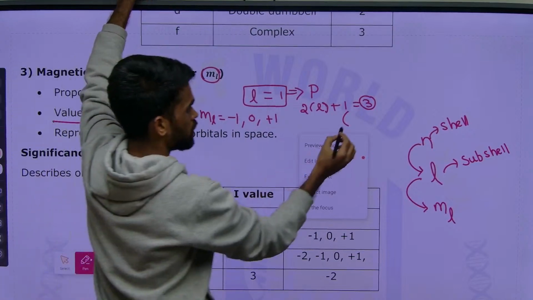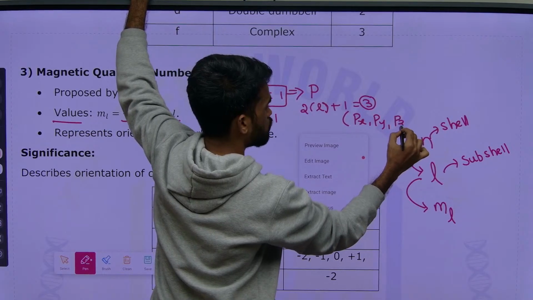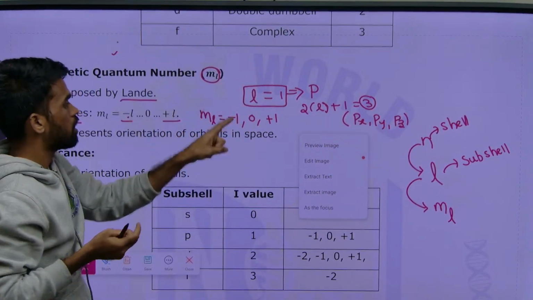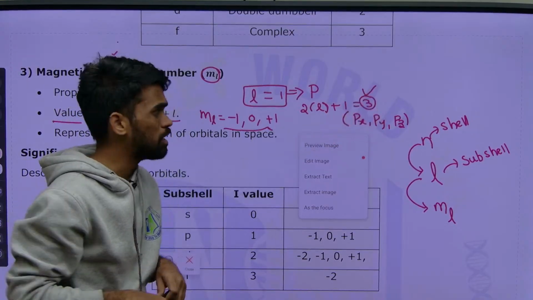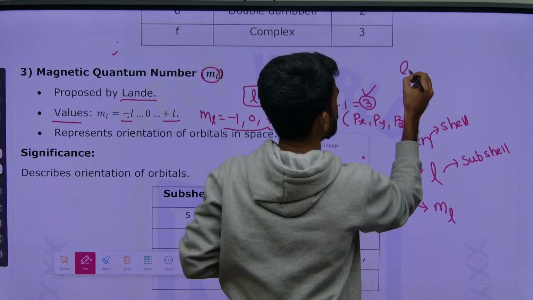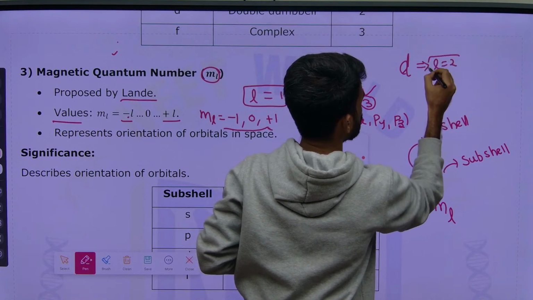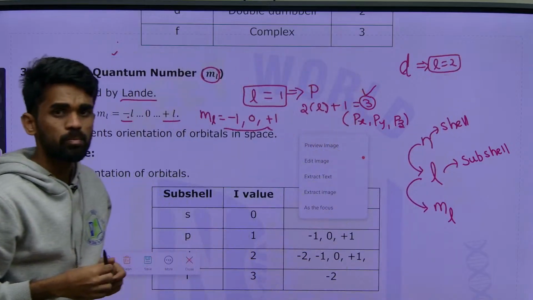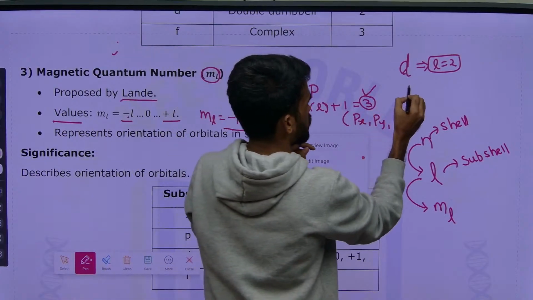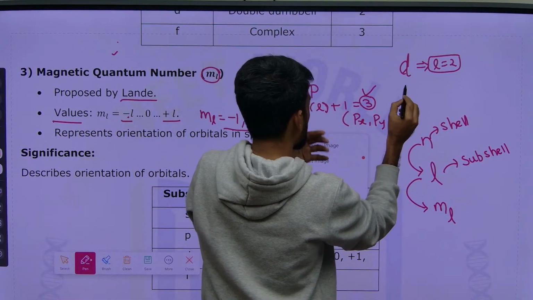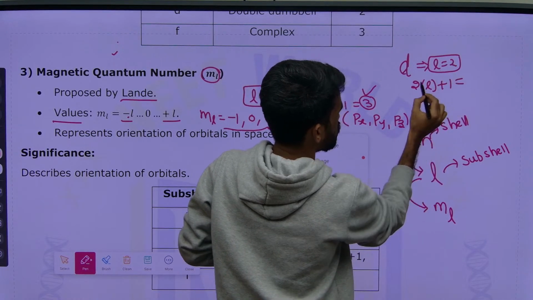So that is nothing but px, py, pz. You are representing this px, py, pz format, or minus 1, 0, plus 1 for these 3 p orbitals. Similarly, tell me for d orbital, L equals 2. If L equals 2, what are the possible orbitals we have? The number of orbitals will be 2L plus 1. So 2L plus 1 is how much? 2 times 2 plus 1, 5.